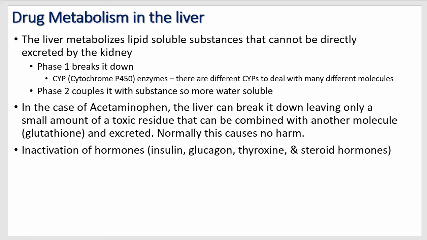But phase one is to break it down. So we have these cytochrome P450s, and there are a number of them. I forget how many, but they may do something like decarboxylase. They just remove a carboxyl group. That's my job. That's what I do. I remove carboxyl groups, or I may remove an OH group, dehydroxylase. And so that's what these P450s do.